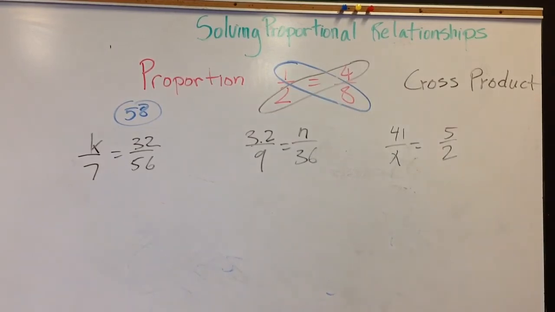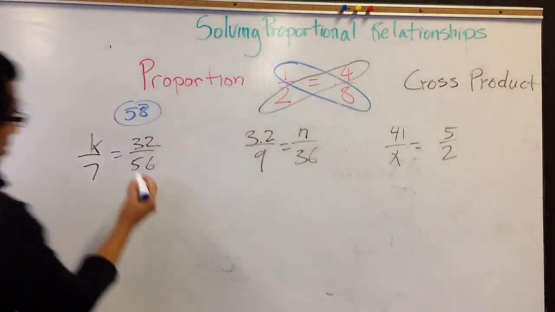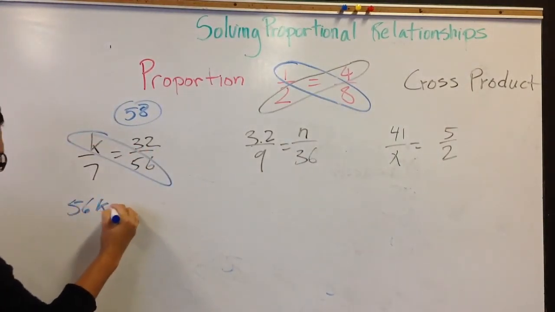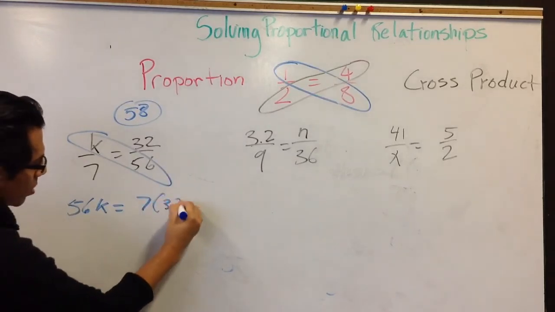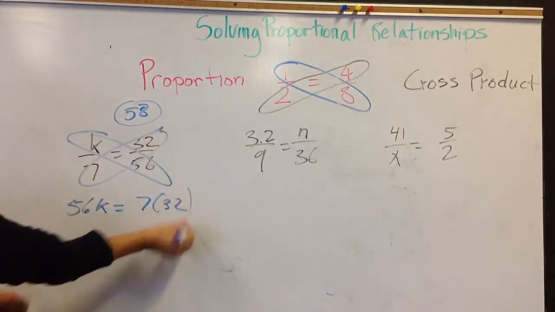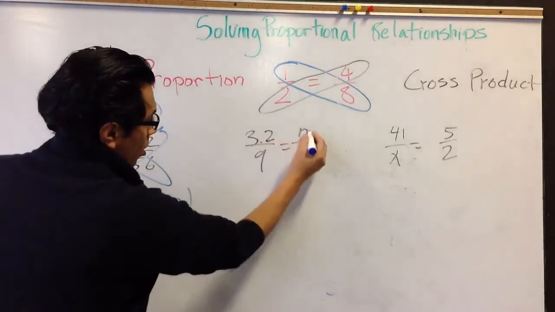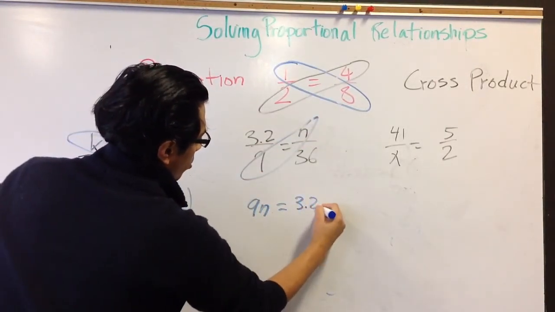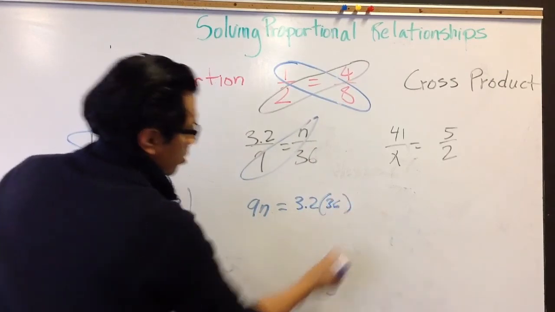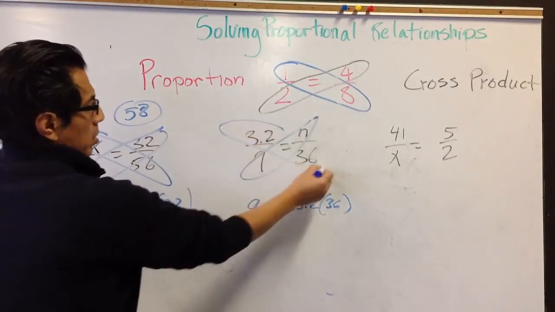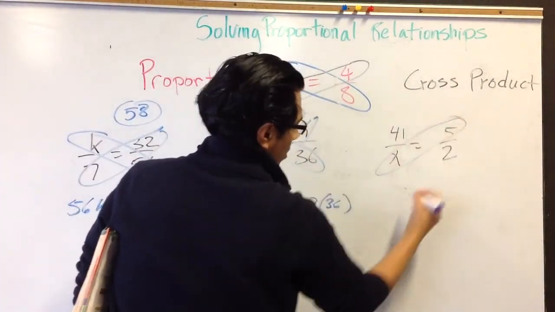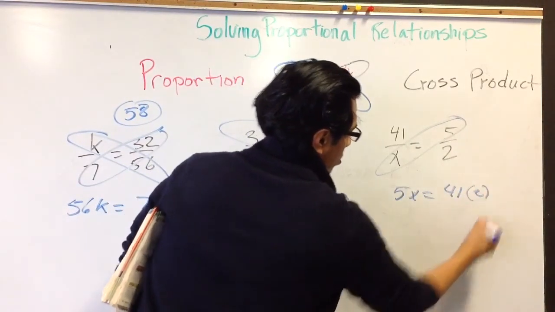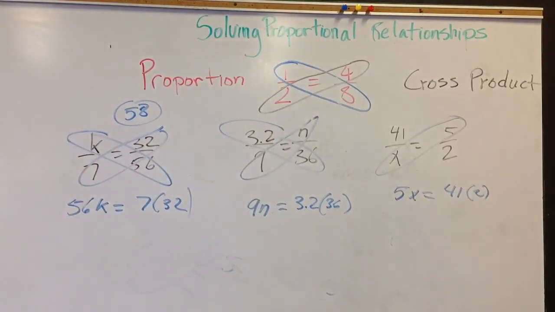So I have 50 seconds left. So let's set these up. We know that 56k equals 7 times 37. See that? Can you solve it from there? Sure. We know here that 9n equals 3.2 times 36. Cross products. Here we know that 5x equals what? 41 times 2. All right?